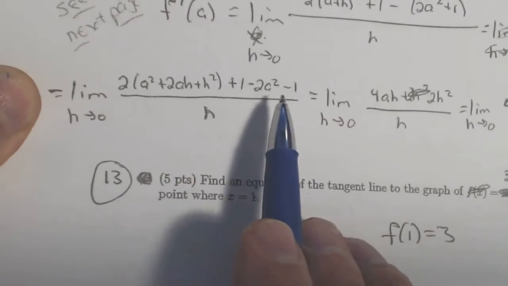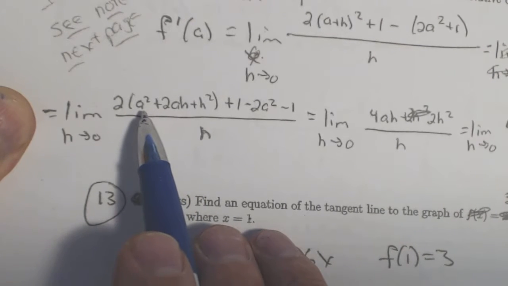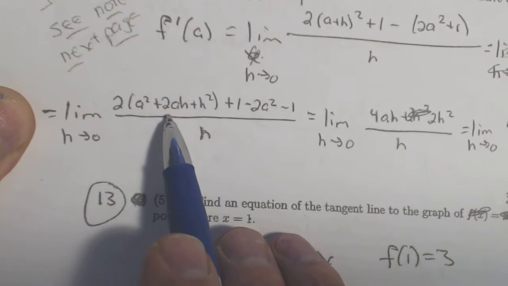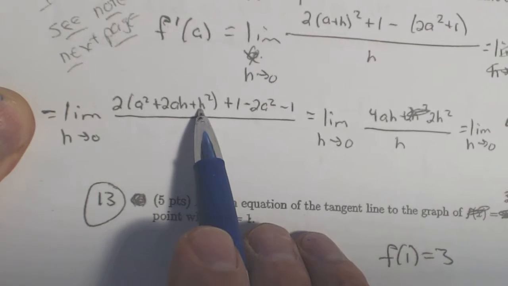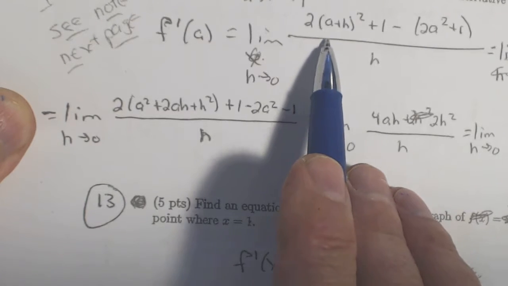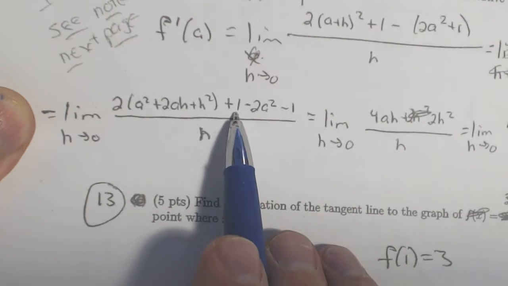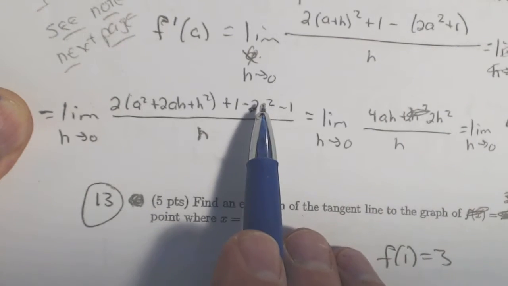Clearly show your work and don't scribble stuff out because I can't read your work if you do. So this is a plus h squared. You get a squared plus 2ah, don't forget that middle term, plus h squared. If you don't remember that formula, just use FOIL and multiply a plus h times a plus h. Okay, then you get your plus 1, and then I distributed my minus through those parentheses to get this.